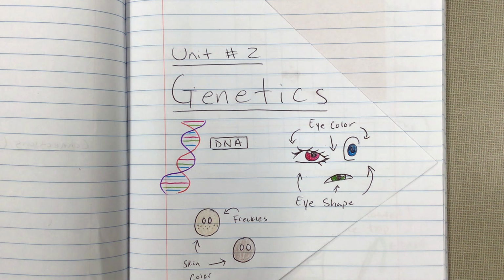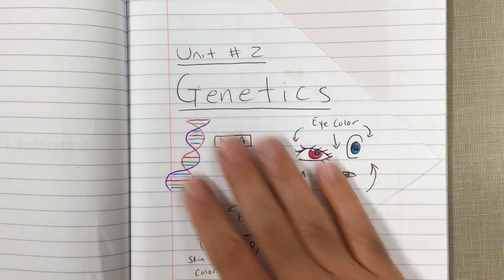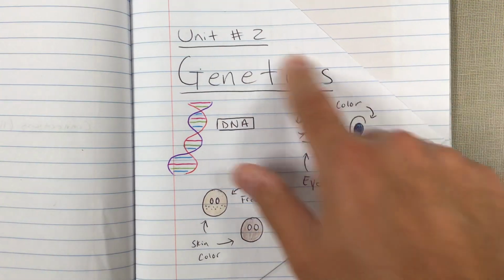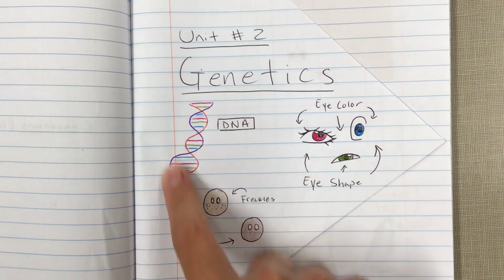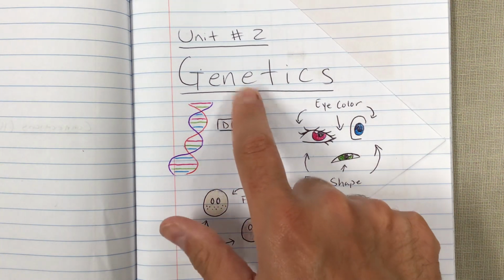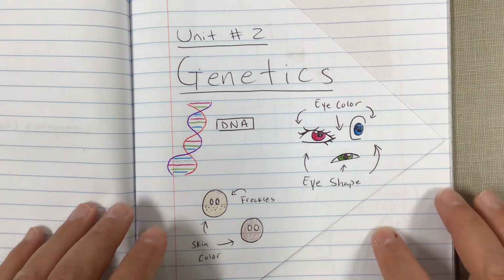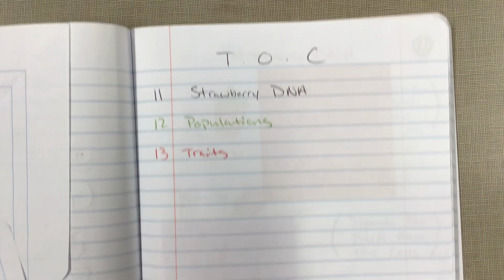This is unit number 2. This is genetics. We started off the same way that we always do. We have a title page, or a triangle page for our title page. We came up with 3 to 5 pictures of things that come to mind when we think about this term, genetics, for this unit. What are the thoughts that we have? We followed that up with a table of contents.